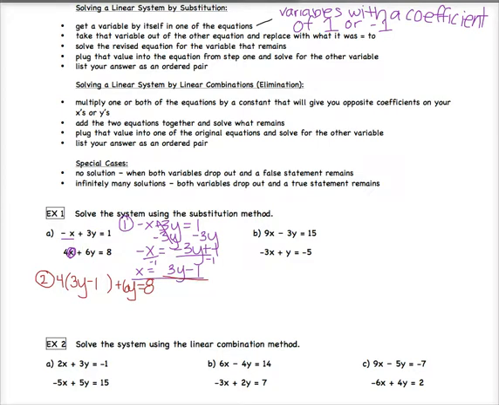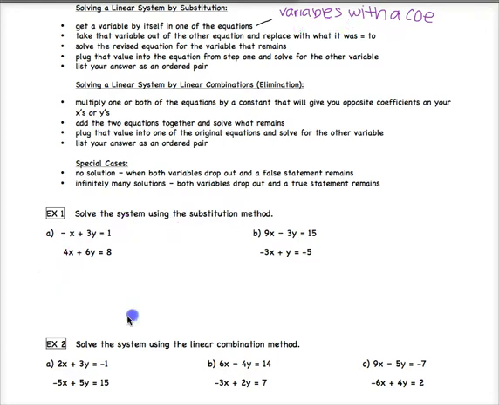Step 3 is to solve that revised equation for the variable that's left. That equation only has y's in it. So if I distribute my 4, it gives me 12y minus 4 plus 6y equals 8. So combine these like terms here. That gives me 18y minus 4 equals 8.